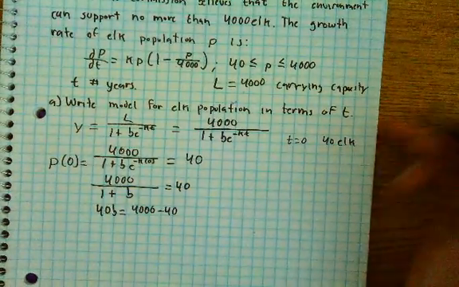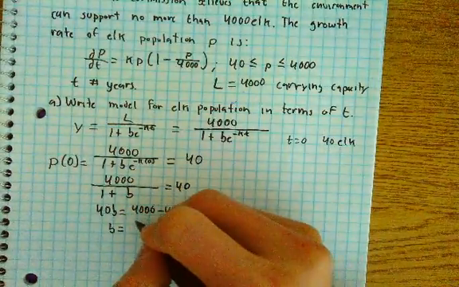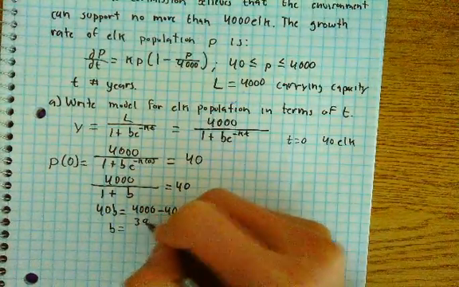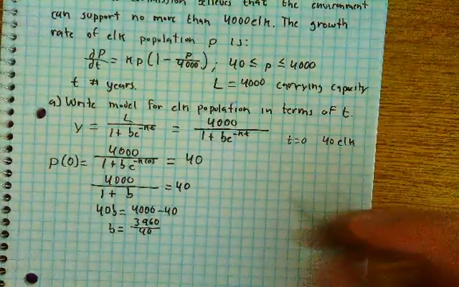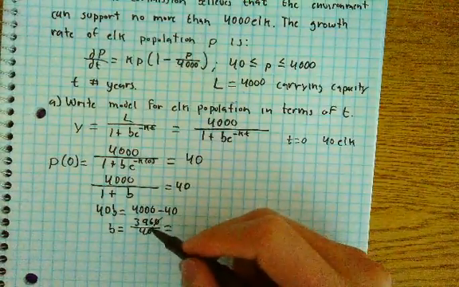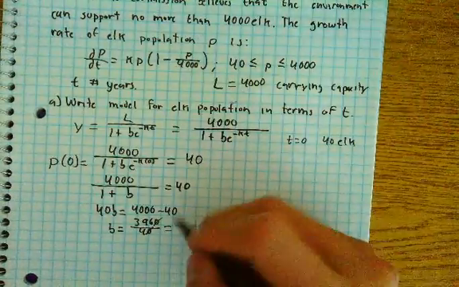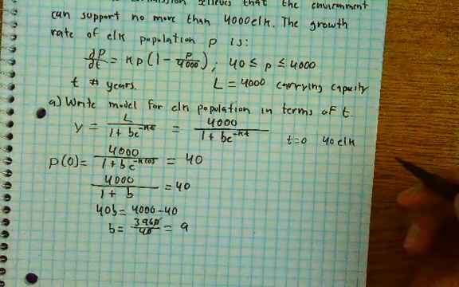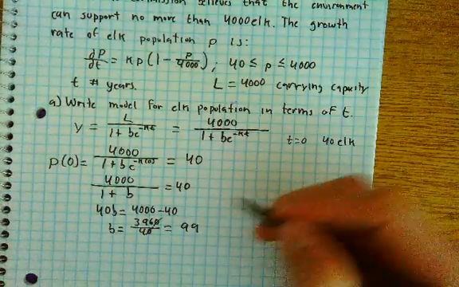Therefore, that means that b is equal to, well, 4,000 minus 40, which is 3,960, divided by 40. Let's see, the zeros can go away. 4 goes into 39 9 times, and you're left with 3. And then 3, 6, 99. Okay, so that should be 99.